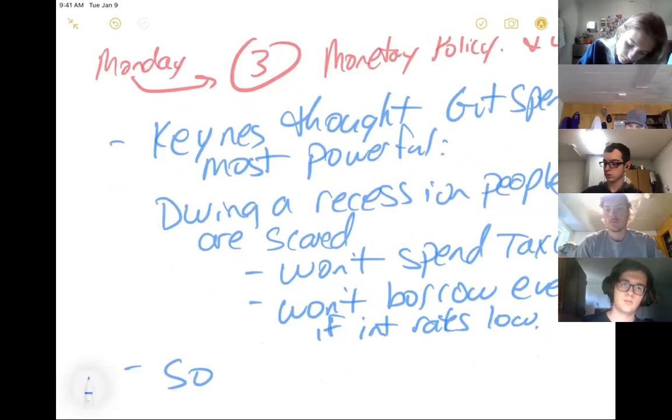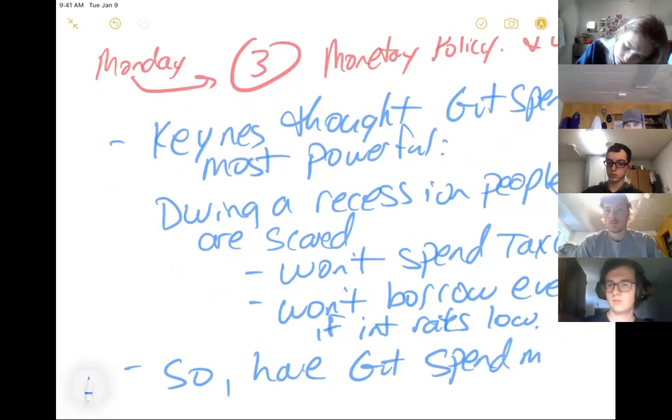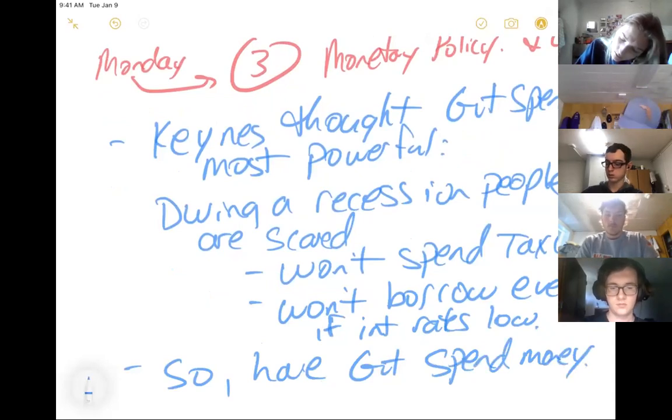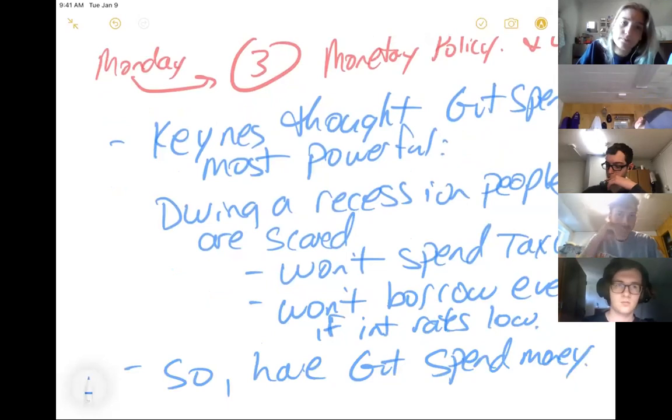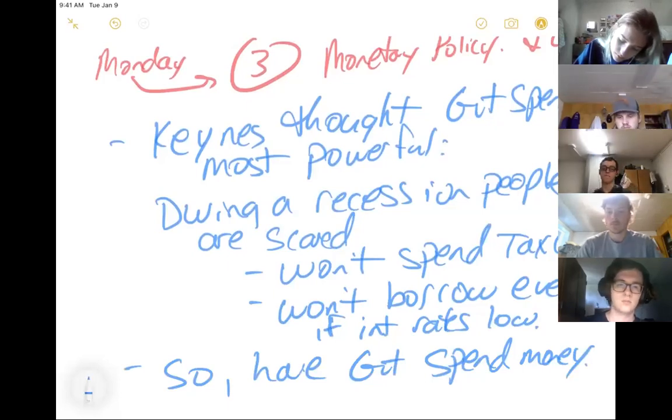So what's the solution? Have the government spend the money. Because what will the government do? They will spend it. Well, this sounds like a bit of a radical idea, but Keynes said at some level, it doesn't even matter if you hire people to dig holes in the ground and fill them back in. As long as you are hiring people and giving them jobs and giving them some sense of security, if you do that for enough people, their psychology will stabilize, they'll start spending again, and the economy will get better, right?